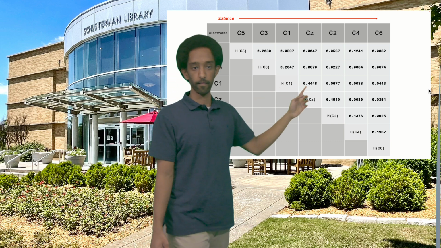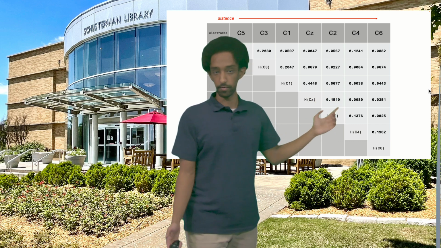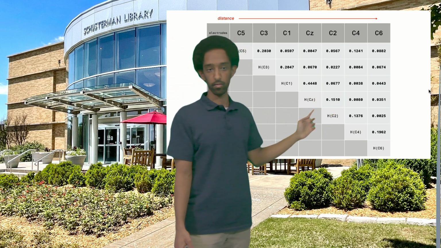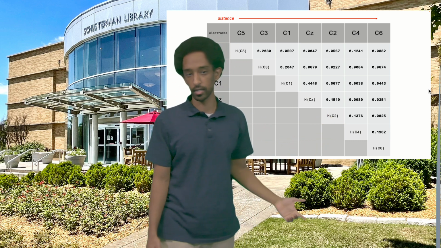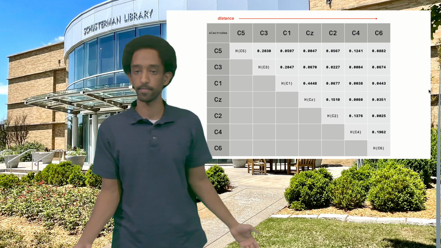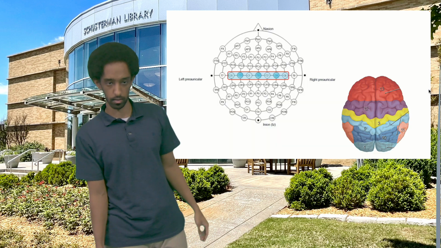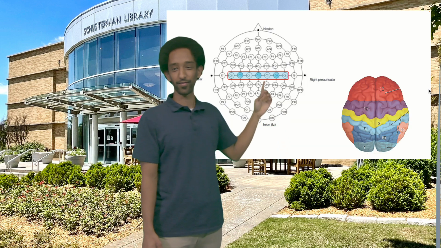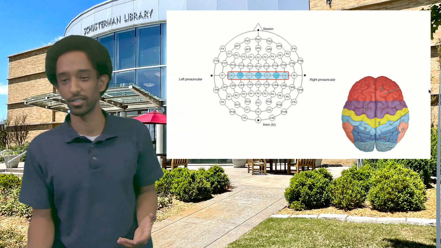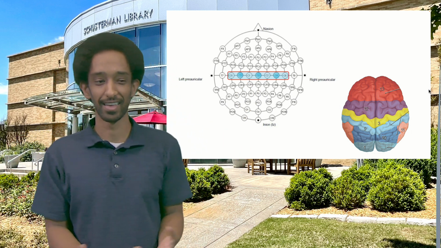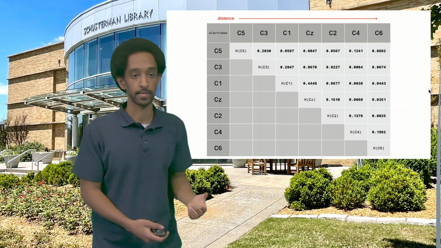So we have 0.44, highest value, 0.15, highest value, 0.1376 is the highest value, and 0.1962. So what does this mean? This means that for each of these electrodes, the electrode that has the most mutual information with it is the one right next to it. That seems like common sense, but at least we were right in that assumption.